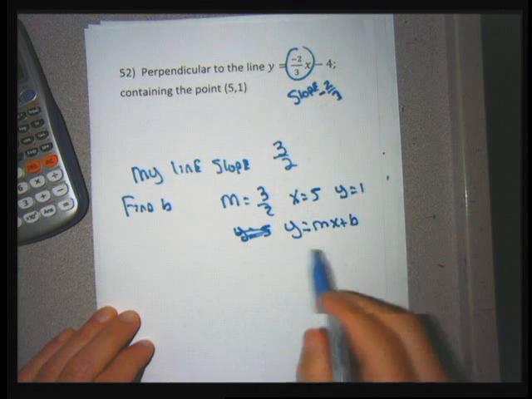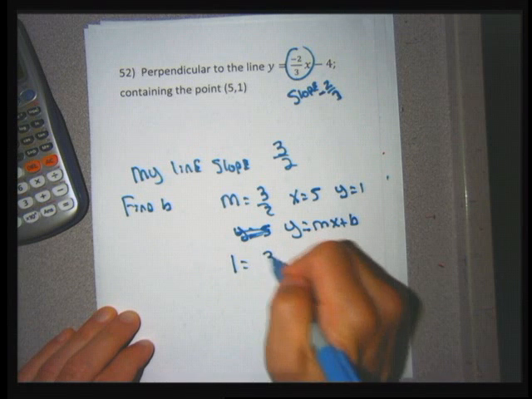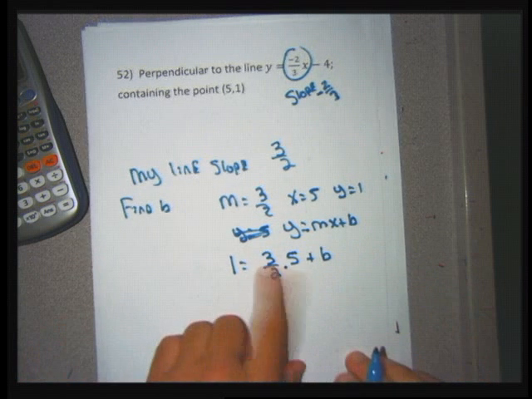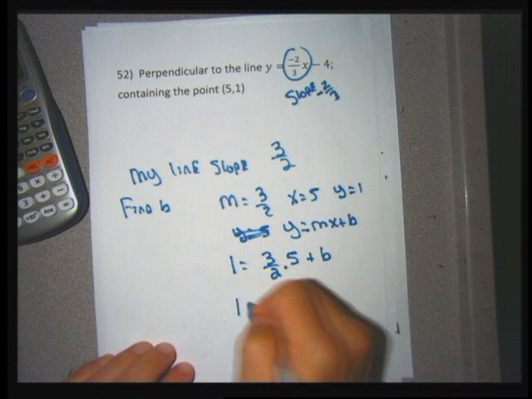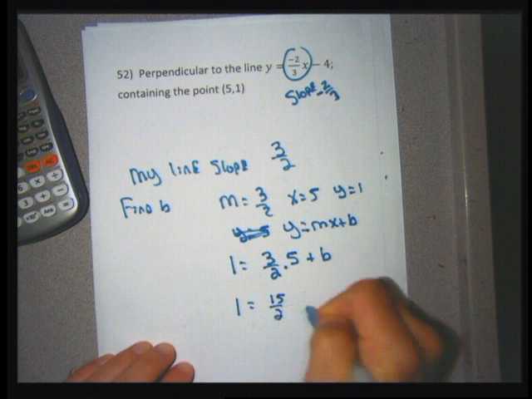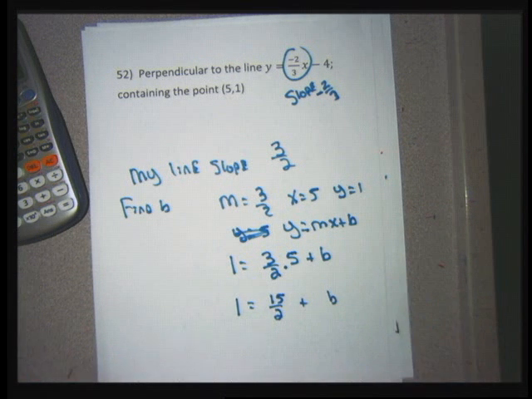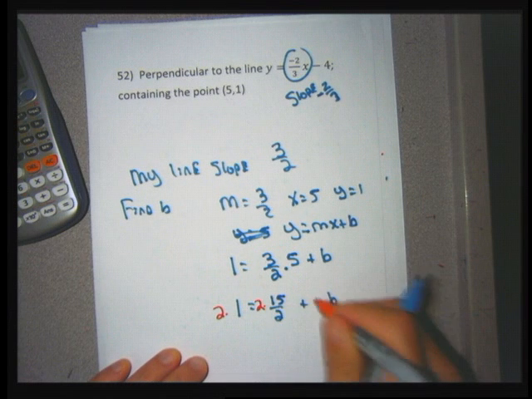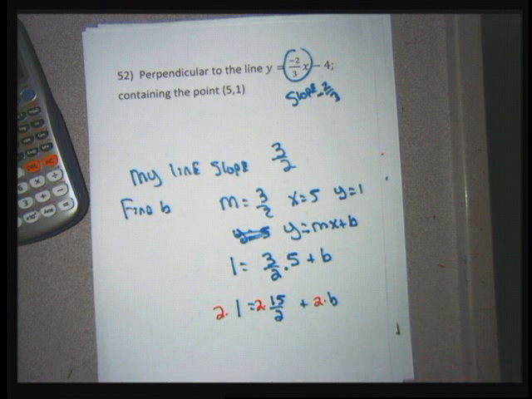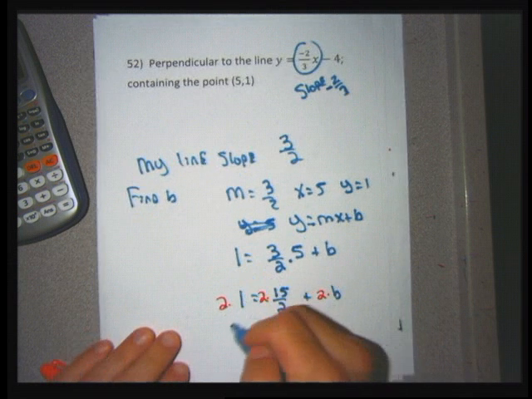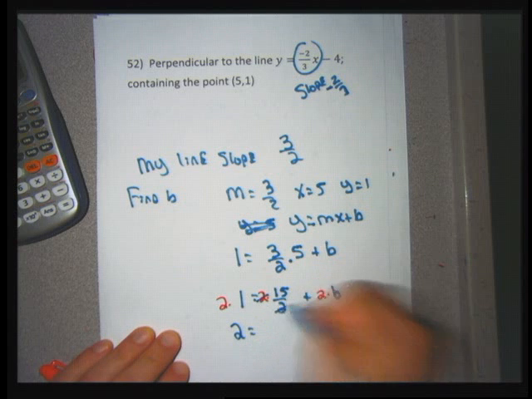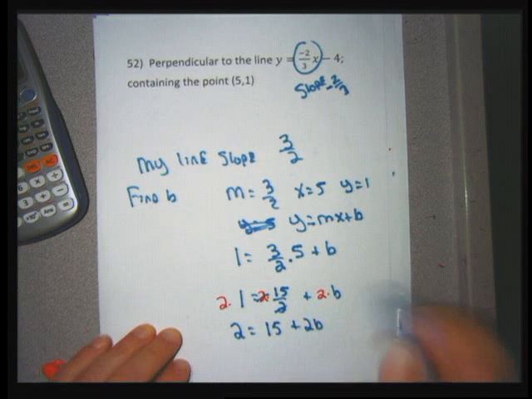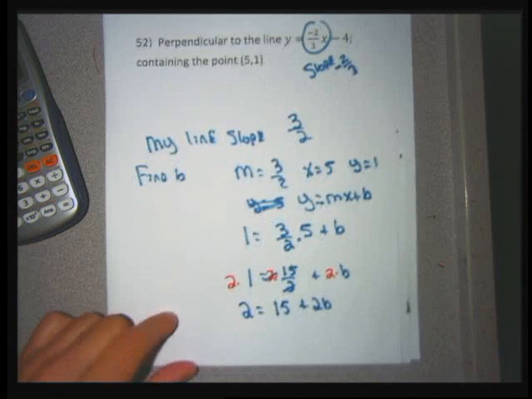When I do that, I get 1 equals 3/2 times 5 plus b. Do this multiplication here, that gives me 15/2. That gives me 1 equals 15/2 plus b. Don't want to work with the fractions, don't need to work with the fractions. When you have a problem with an equal sign and a fraction, you can clear the fractions. Multiply everything by 2. 2 times 1 is 2. To the right of the equal sign, the 2's cancel, make the fraction go away. Leaves me with 2 equals 15 plus 2b.